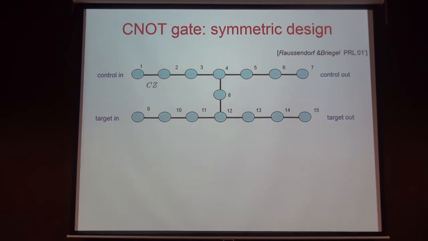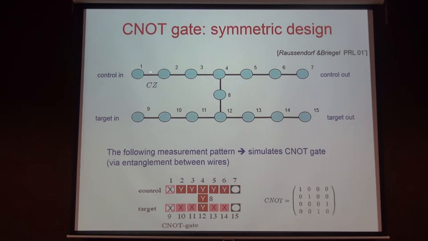You can actually verify that if this entanglement structure was started with the plus state and then entangled by these control Z to get a cluster state on this geometry, then you perform the measurement according to this pattern, where this one here indicates that the measurement is in the sigma x basis, sigma y, etc. If you measure all these particles, at the end, the quantum state that was initially teleported to 1 and 9 would end up at 7 and 15, and there will be a control NOT gate applied to both qubits.